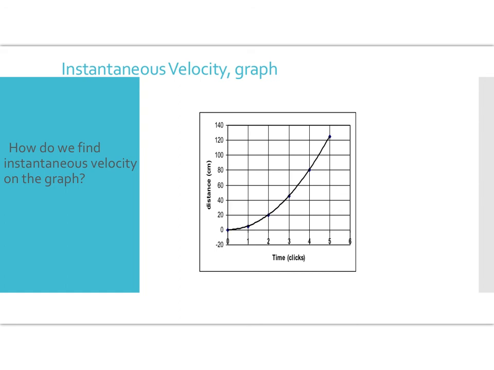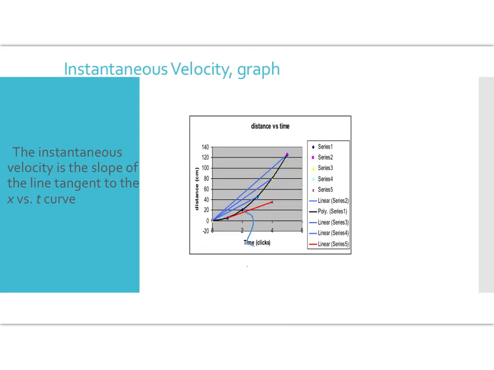How we find the instantaneous velocity on a graph, remember the slope of the line joining the 2 points. This is the average velocity, the slope. But what we want to do in order to find the instantaneous velocity is we draw a tangent to our curve of position versus time and find the slope of that tangent.